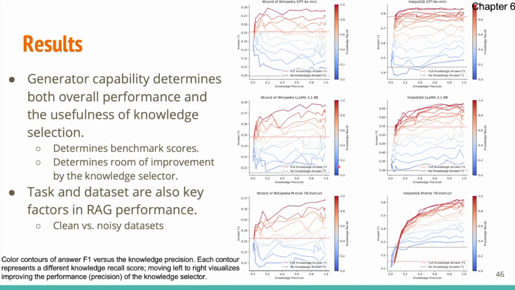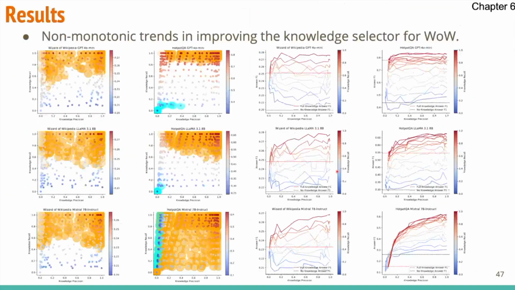Our last point of observation is that we find a non-monotonic trend in the improvement of the knowledge selector for the Wizard of Wikipedia dataset. I also find a similar trend in my internal Amazon project as well. In these Wizard of Wikipedia figures, there's a clear dent in the orange area, a concave dent.